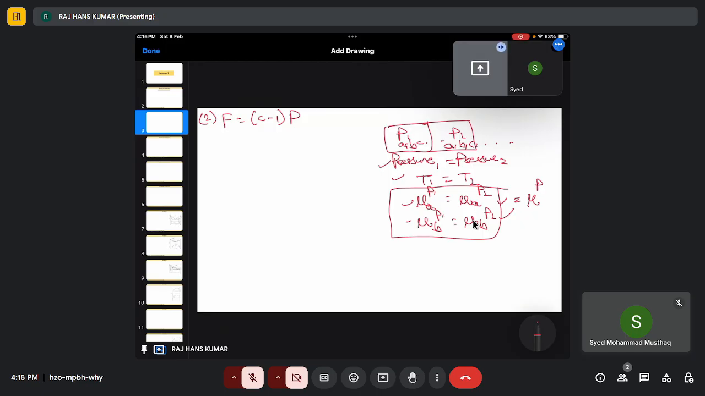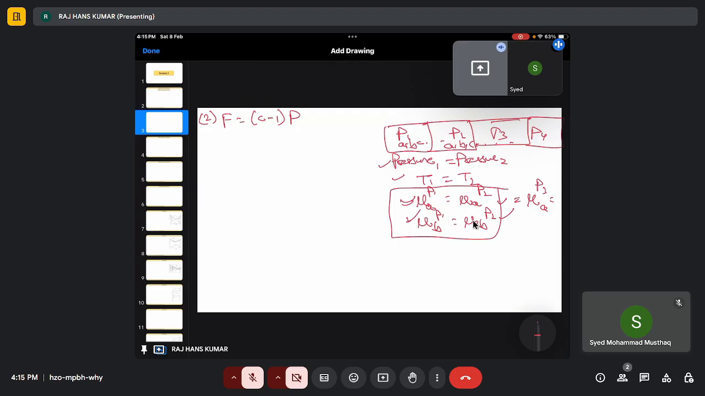Suppose they have a different number of phases, right? So if there is P3 and P4, then you don't need to find what is the chemical potential of A in P3, because at equilibrium it equals the chemical potential of A in P1. So you only need to find two variables.